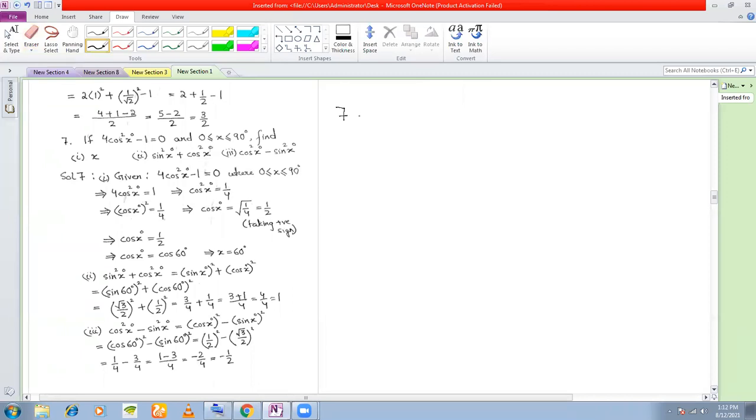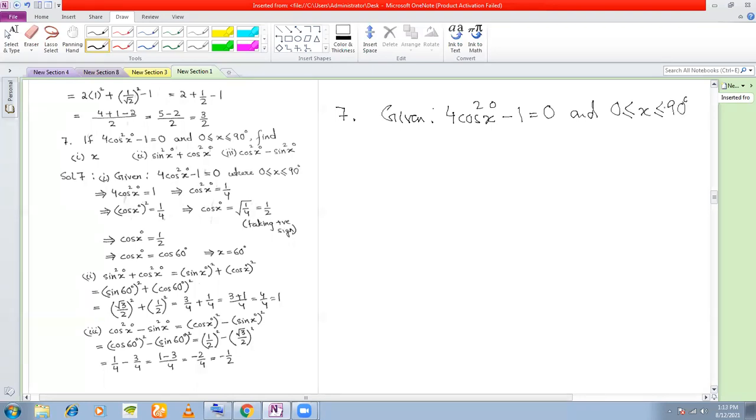Seven. Given here is 4 cos square x degree minus 1 is equal to 0, and 0 less than or equal to x less than or equal to 90.